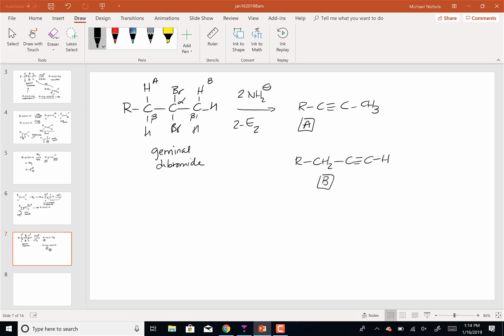Because it's not sterically hindered, it can... They can do both SN2. No, NH2 minus doesn't do SN2. Remember, we chose NH2 because there's something about it that only does E2.